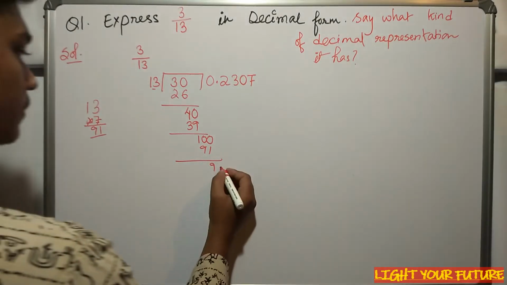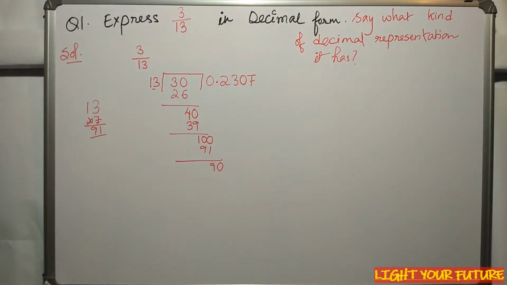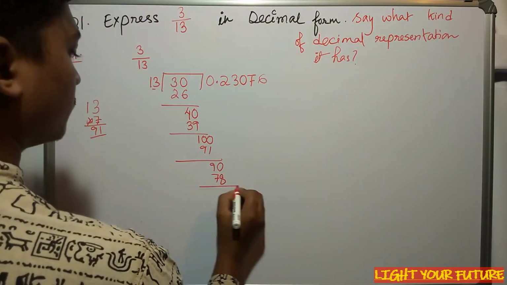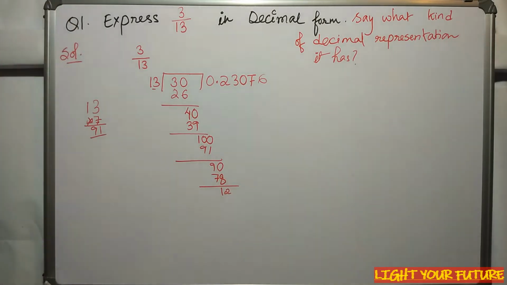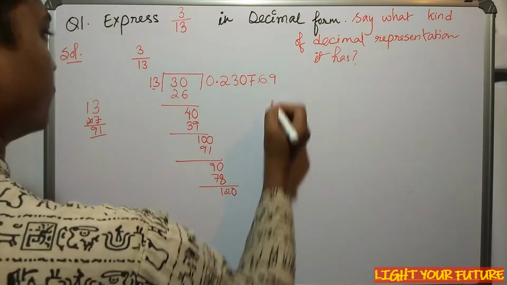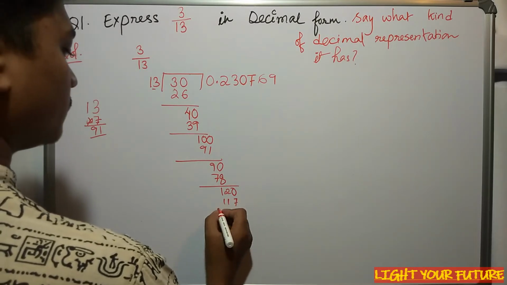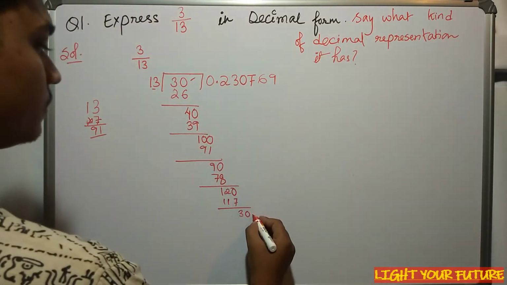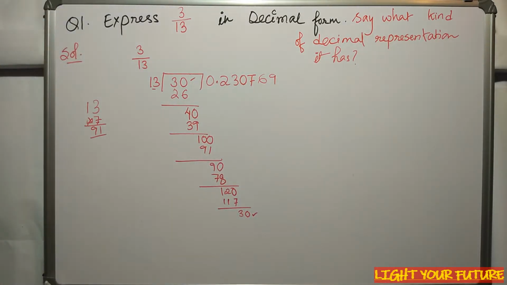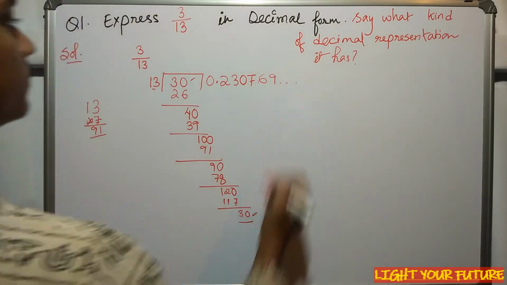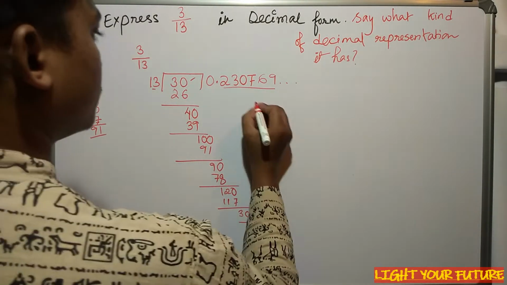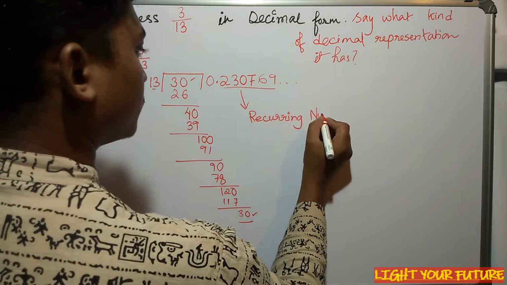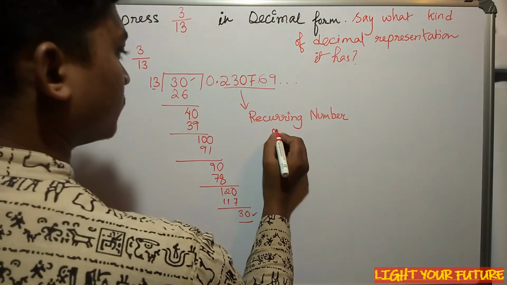Now 13 sevens are 91. We get 9 as the remainder. Again for the point we will take a 0. Now 13 sixes are 78. We get 12 as the remainder. For the point we take 0. Now 13 nines are 117. We get 3 as the remainder. We have got 3 as the remainder again. So if we go on dividing, we will get 230769, and it will go on repeating. So we can clearly say that this number is a recurring, non-terminating number.